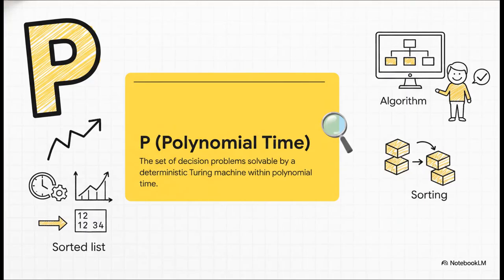All right, so first we have the class of problems we call P. These are the easy ones, the tractable ones we just talked about. P stands for polynomial time. Basically, if a problem is in P, it means we have an algorithm that can find a solution for it efficiently. Sorting a list, that's a perfect example of a problem in P.